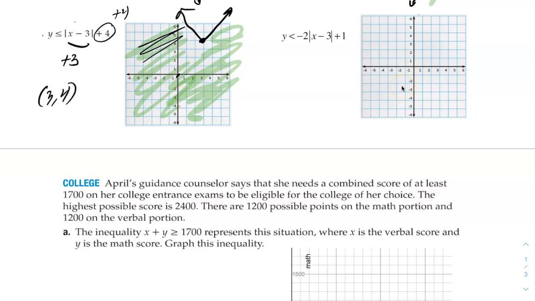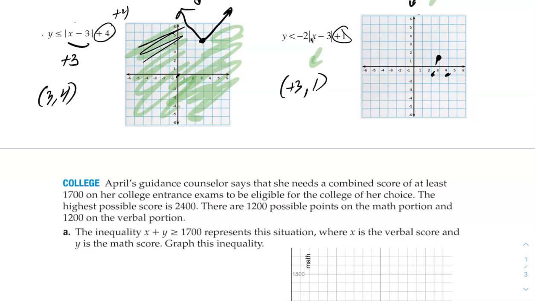Next one, y is less than -2 times the absolute value of x minus 3, plus 1. Again, what's our vertex? Inside opposite, positive 3, outside follows, 1. Take your normal graph and move it right 3 and up 1. Now it is a V, but it's a -2. Remember what that does? That's like your slope: we go down 2 over 1, down 2, over 1. It's a vertical flip, plus we're multiplying by 2.